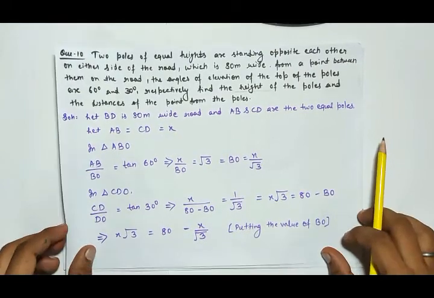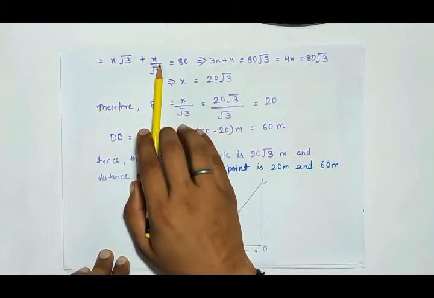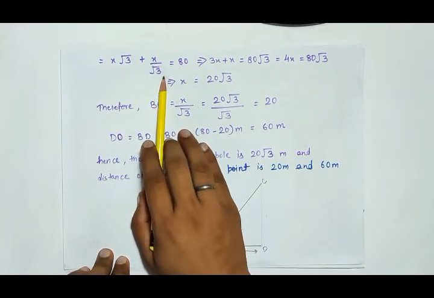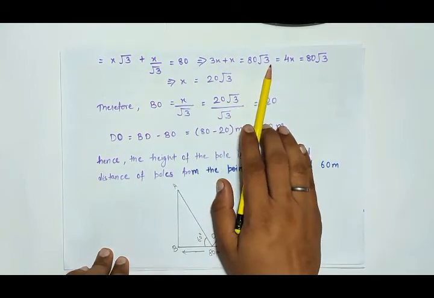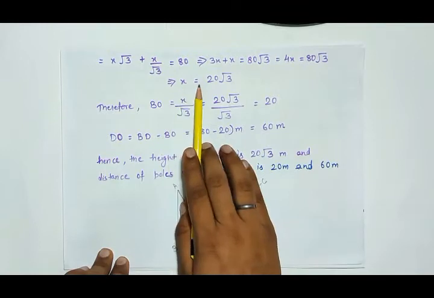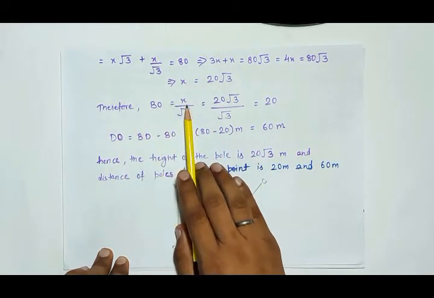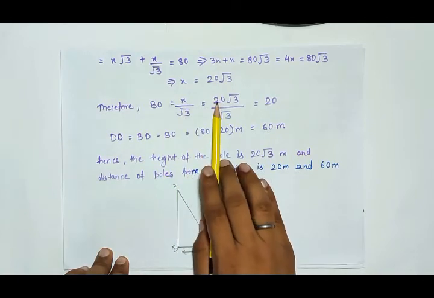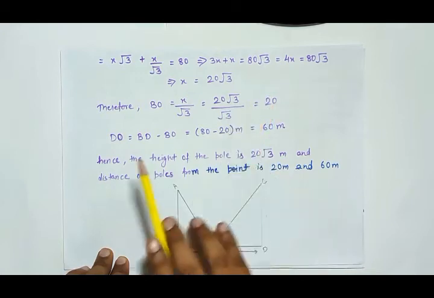Putting the value of BO, X root 3 plus X upon root 3 is equal to 80. 3X plus X is equal to 80 root 3, so 4X is equal to 80 root 3. So X will be 20 root 3. Therefore BO is equal to X upon root 3, which is 20. The value of BO is 20 root 3 upon root 3, which is equal to 20.